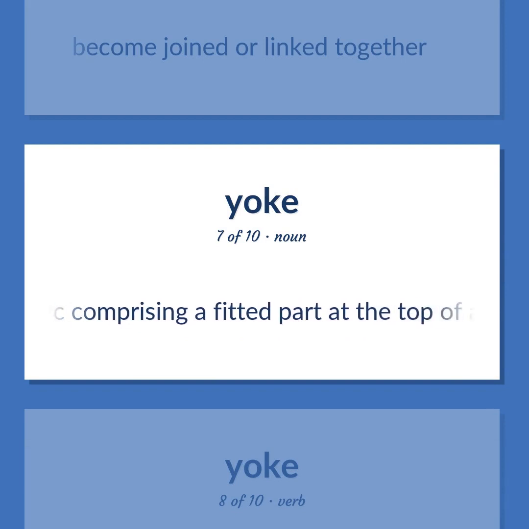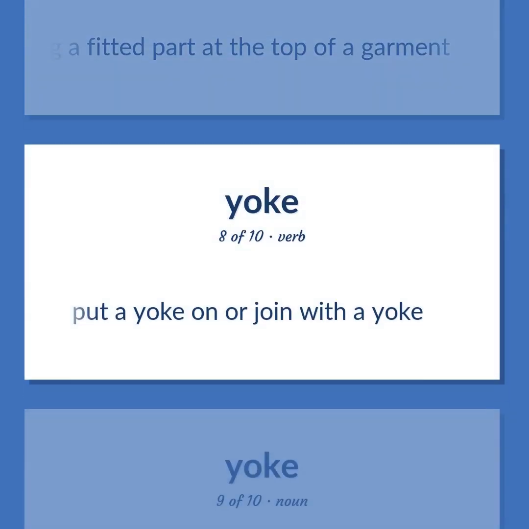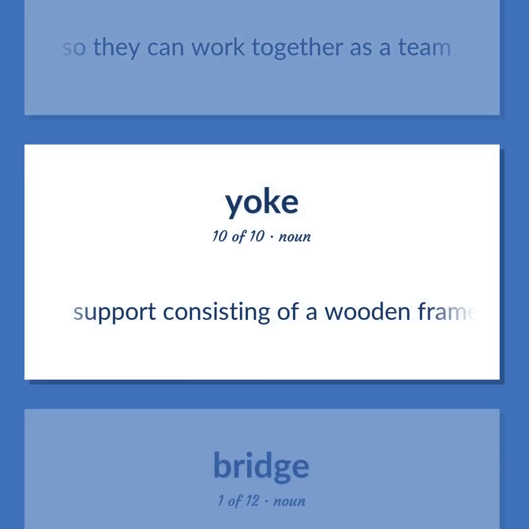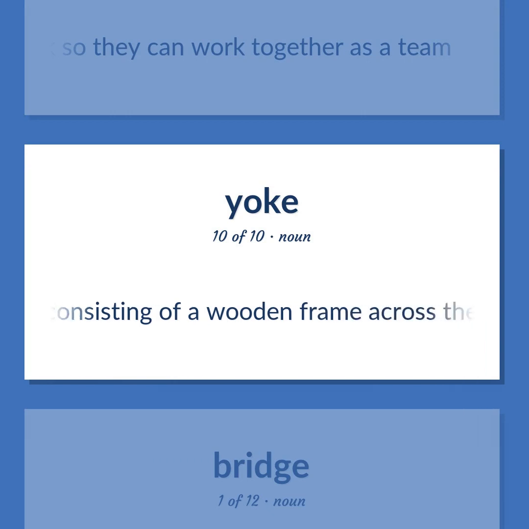Fabric comprising a fitted part at the top of a garment. Put a yoke on or join with a yoke. Stable gear that joins two draft animals at the neck so they can work together as a team. Support consisting of a wooden frame across the shoulders that enables a person to carry buckets hanging from each end.